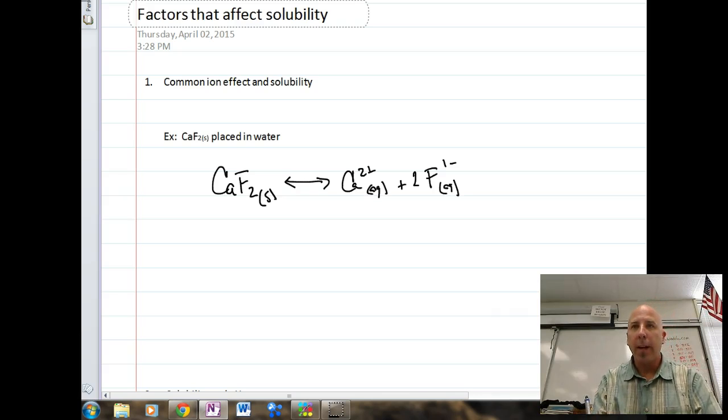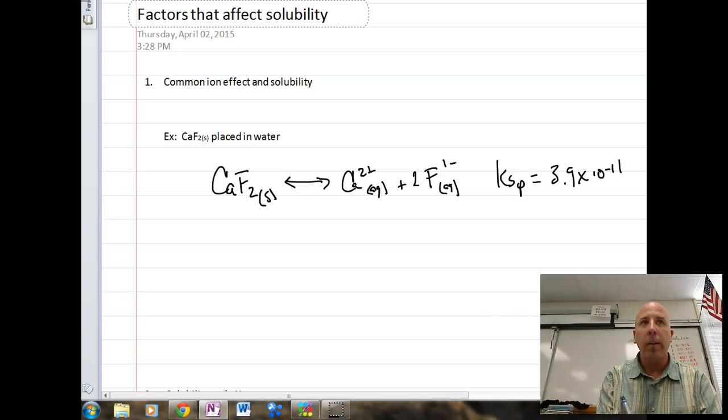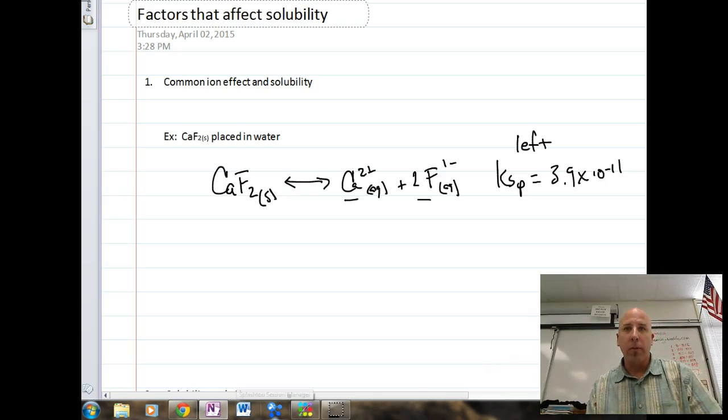Now, if we look to the KSP value, the KSP value is actually quite low. It's 3.9 times 10 to the negative 11th. So as it is, calcium fluoride, we would say that this equilibrium lies very much to the left. So very little calcium ion and fluoride ion are being given off into solution, and we have mostly solid calcium fluoride at the bottom of a beaker if we put it in a beaker, undissolved, even though a very, very small amount will dissolve.